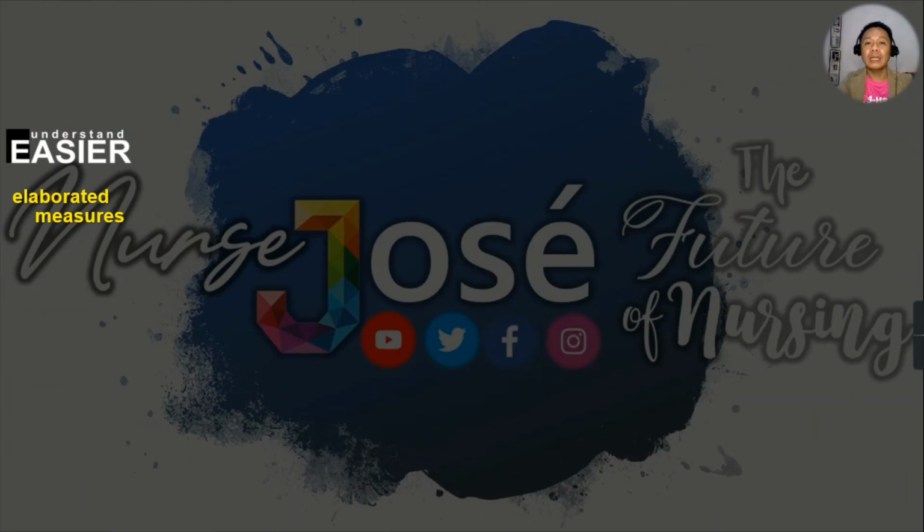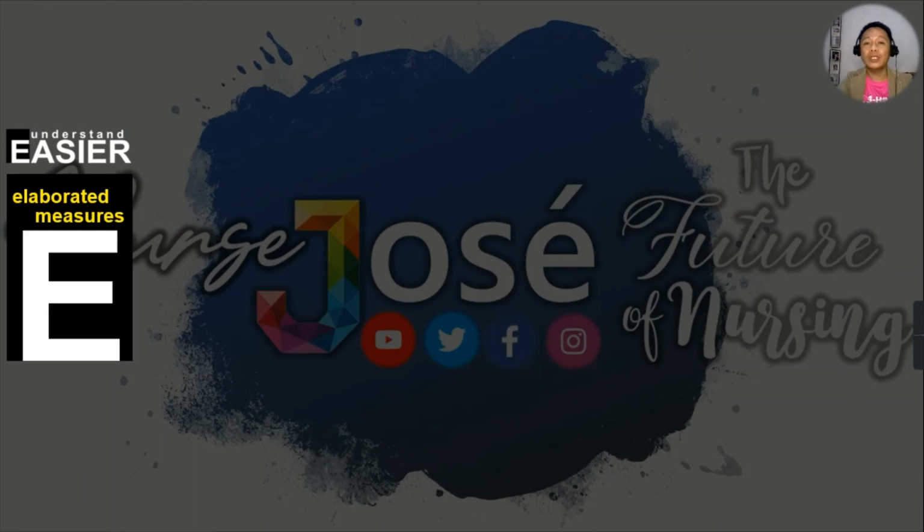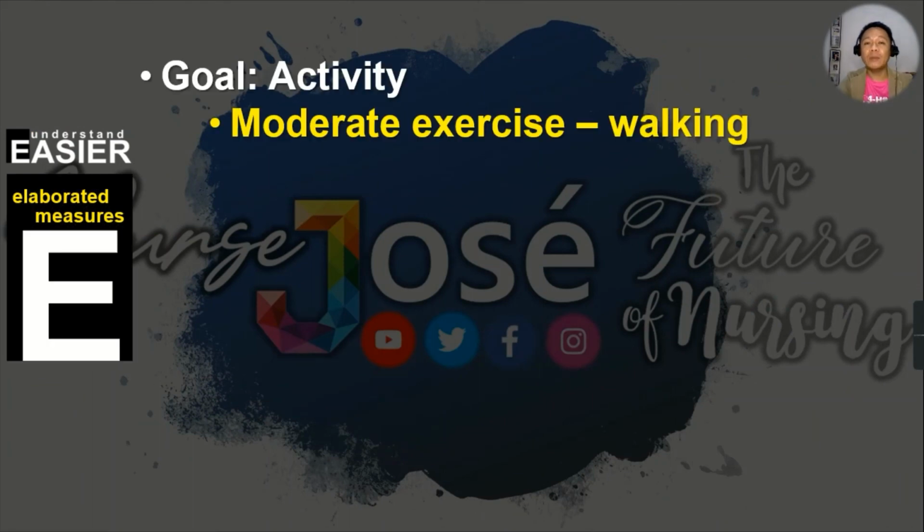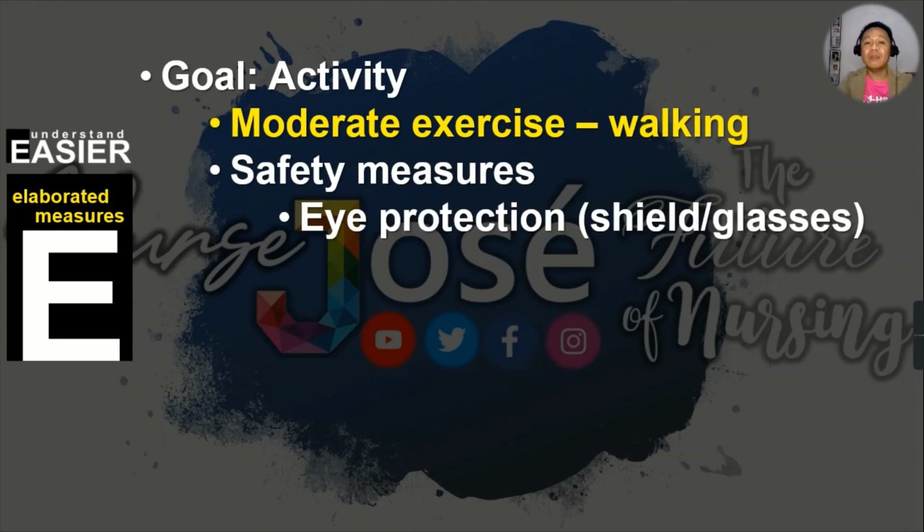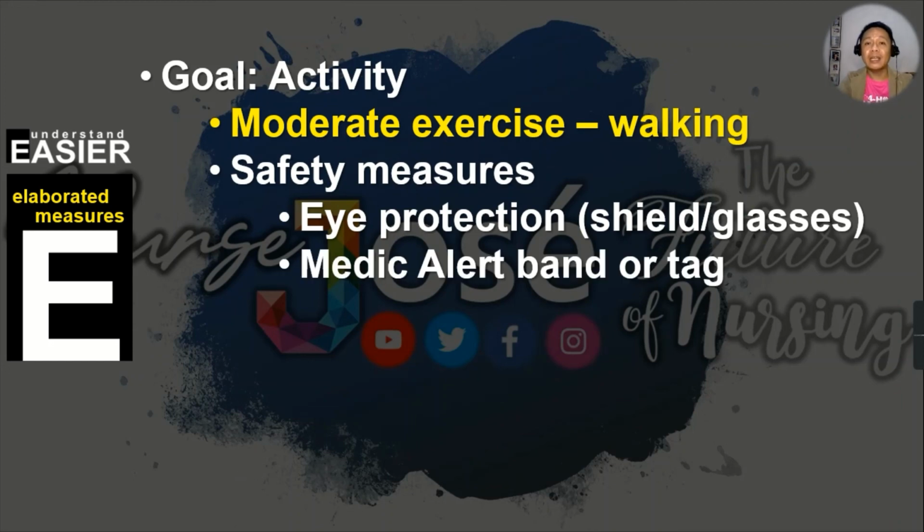Next elaborated measure includes your activity. So the patient is going to be encouraged to have moderate exercise, and that includes walking. At the same time, you are going to include your safety measures, and that includes eye protection. So the patient is encouraged to have a face shield or eyeglasses. And at the same time, this patient is encouraged to have a medic alert bracelet or medic alert band, in order for people to know that this patient is having problems with vision.